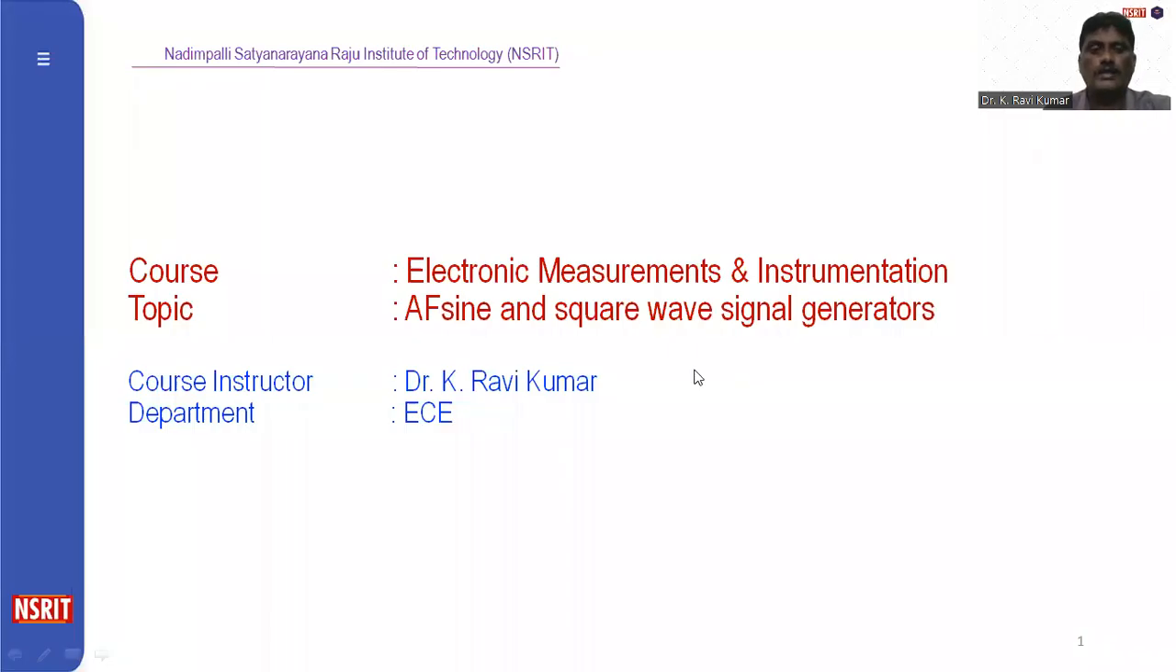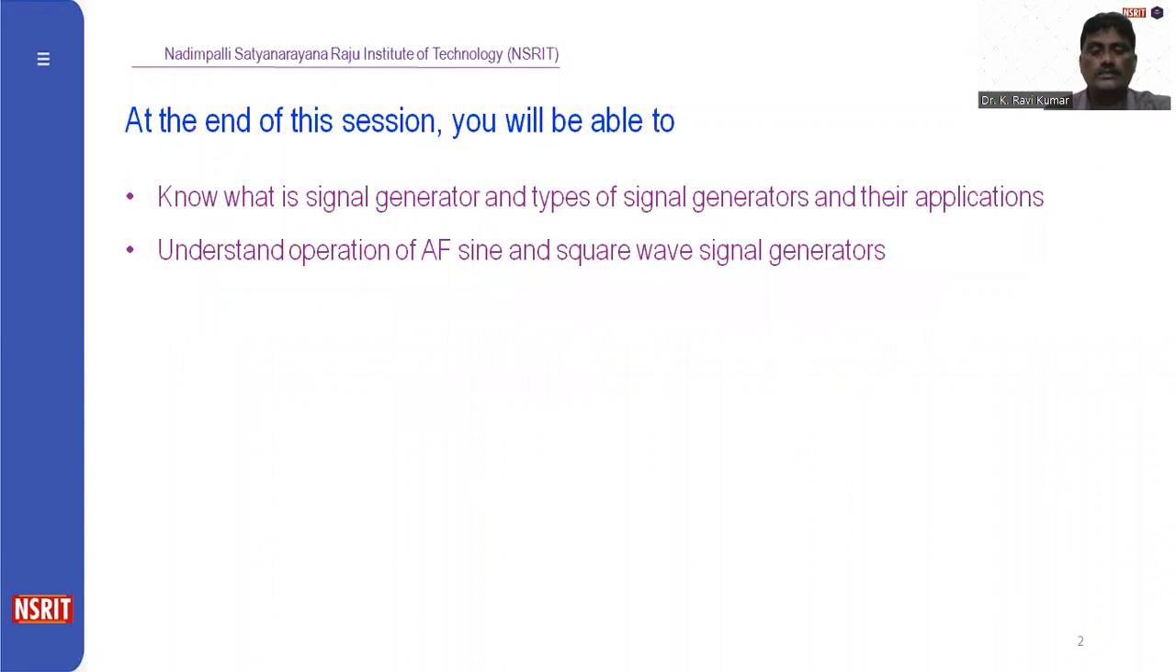Now, I would like to explain audio frequency sine and square wave signal generators. At the end of this session, you will be able to know what a signal generator is and what the types of signal generators and their applications are, and understand the operation of audio frequency sine and square wave signal generators.